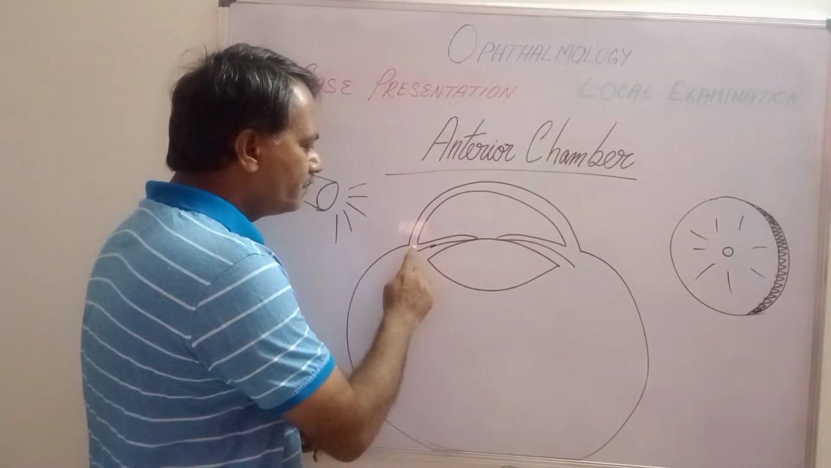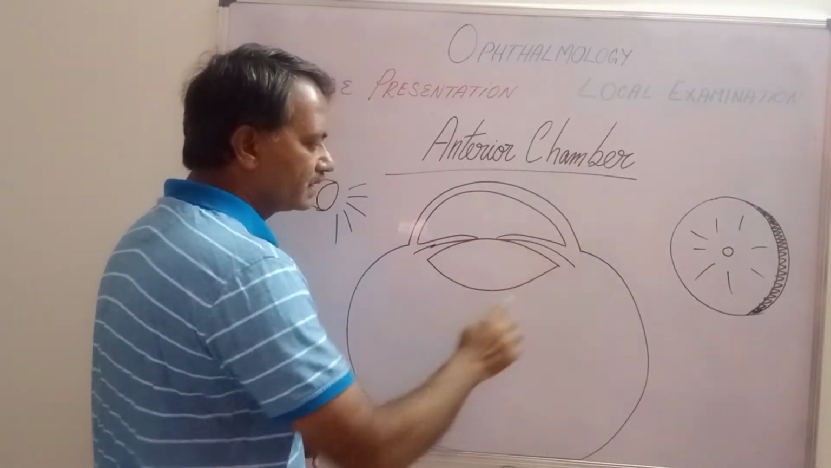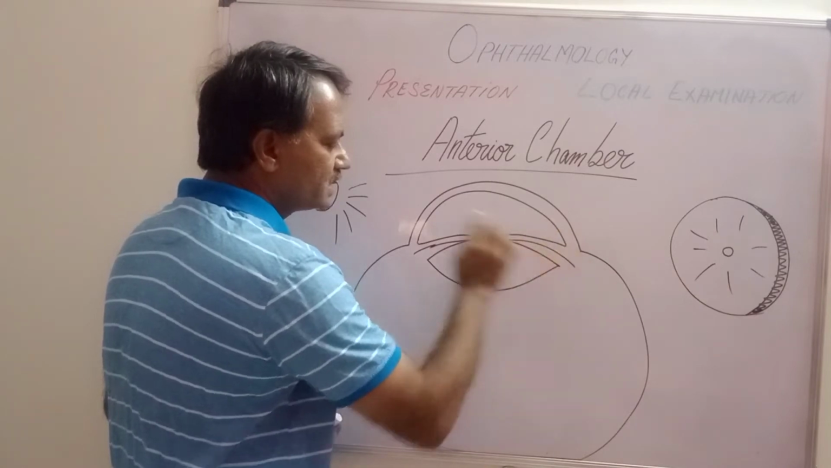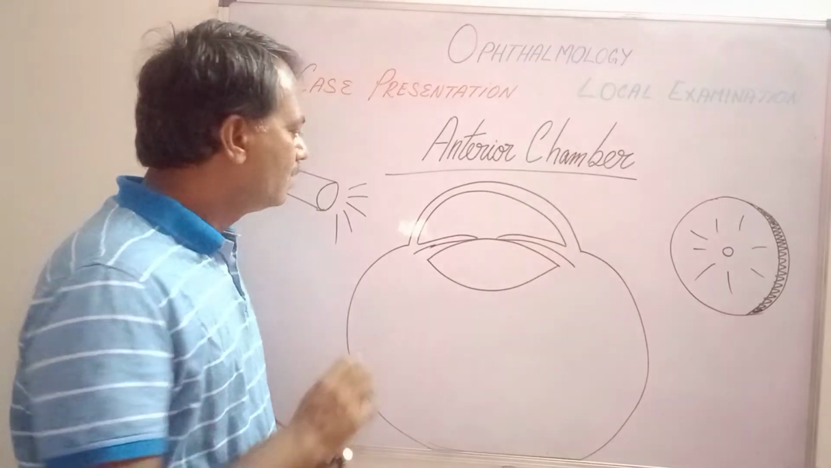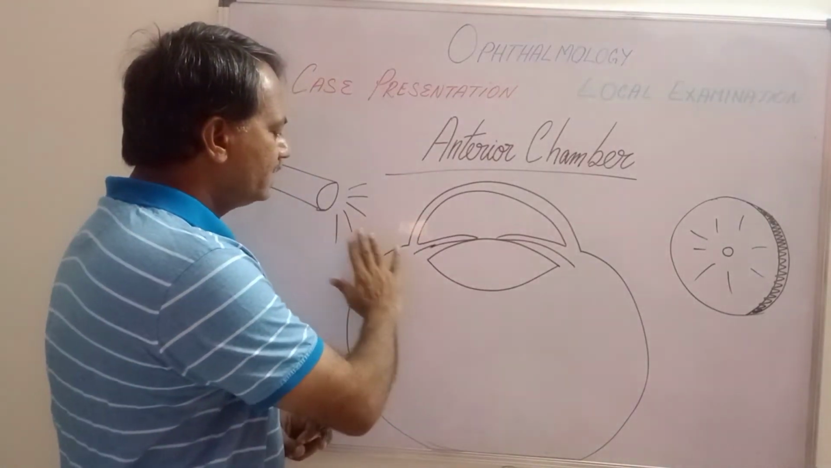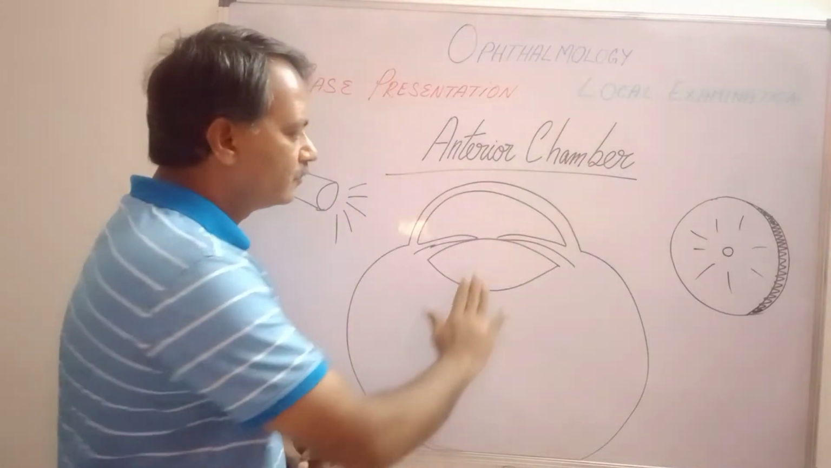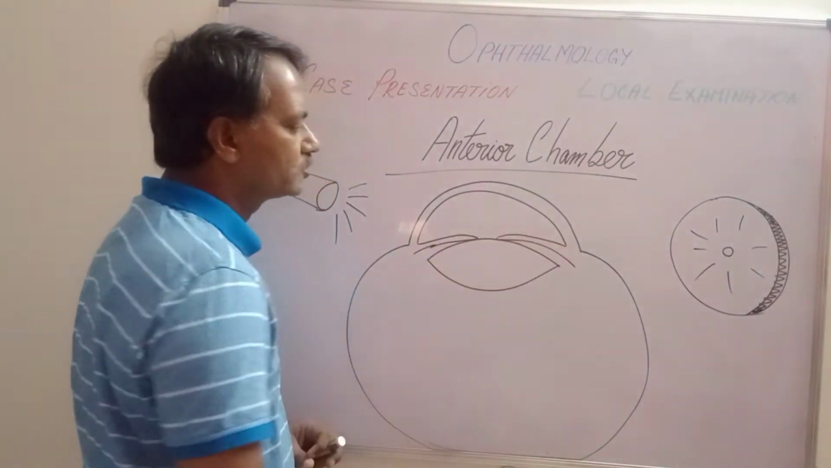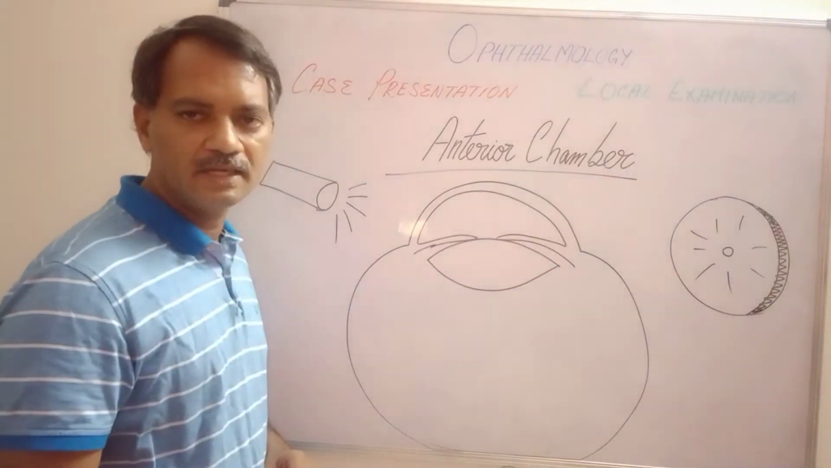There will be some kind of depth in the angle of the anterior chamber. This is the angle where the cornea meets the iris. There is a small depth there. When the light is thrown, this light will fall on the entire temporal iris. It will fall on the nasal iris also, except for this depth on the nasal side.